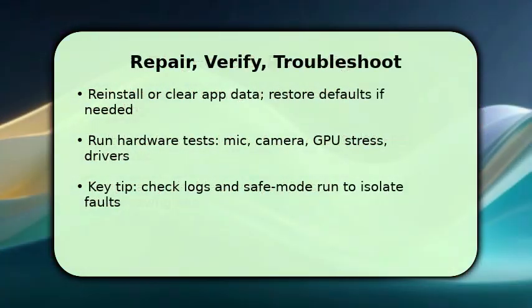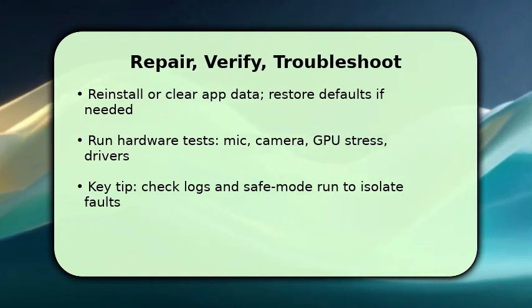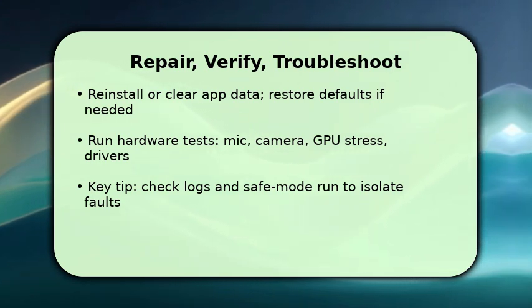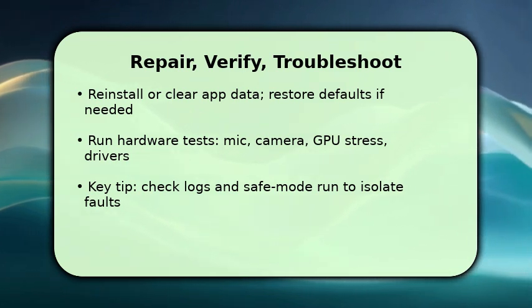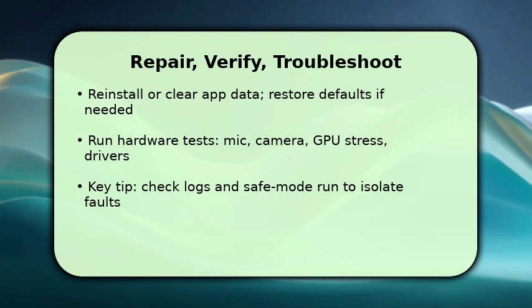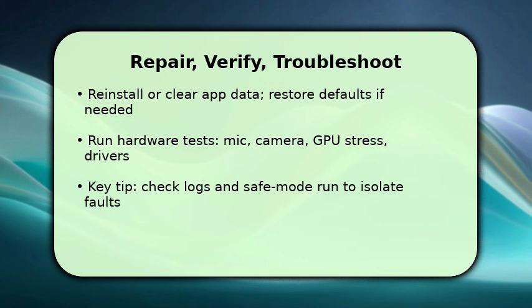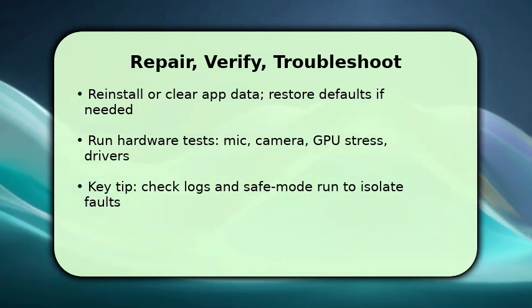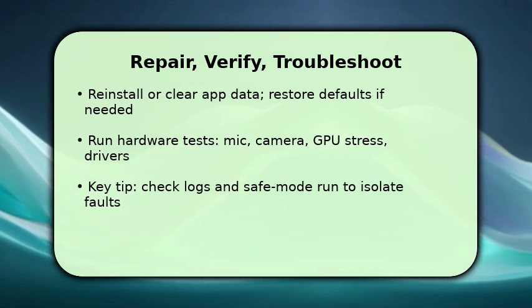You finish by reinstalling the recorder or clearing its app data and restoring defaults. This removes corrupted configs. Then verify hardware. Test the microphone and camera in other apps, run a short GPU stress test, and update or roll back drivers where applicable. Once complete, run the recorder in safe mode or with minimal background apps to confirm stability. If problems remain, open the app logs for error codes and use that single troubleshooting tip.